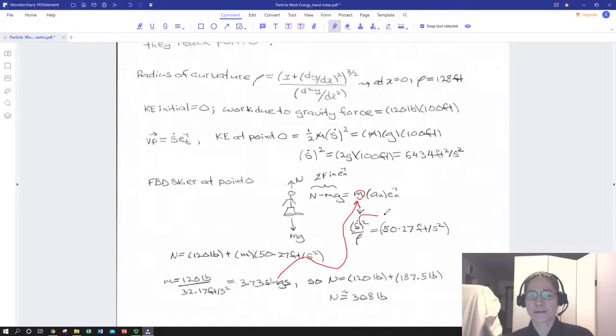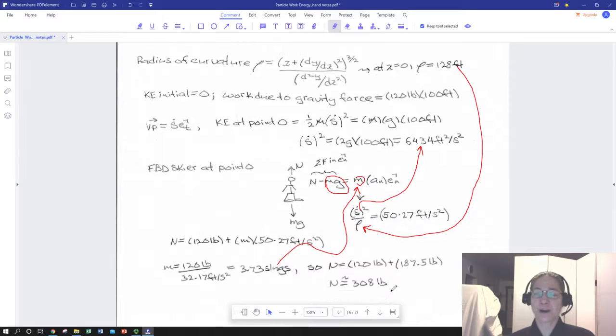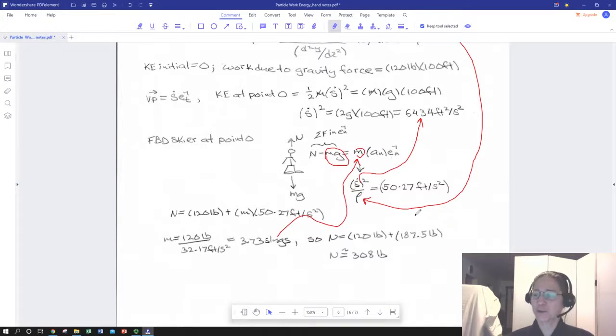S dot, we just solved for with our energy balance. We got rho from our general mathematics of radius of curvature, and we were given his weight. We know gravity. So the normal force is 308 pounds, more than double his own weight. So the snow needs to be in very good shape to keep him safe through his skiing path.